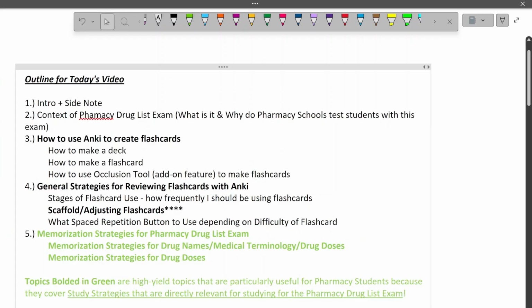Just wanted to note here that the topics bolded in green are high yield topics that are particularly useful for pharmacy students because they cover study strategies that are directly relevant for studying for the Pharmacy Drug List exam.